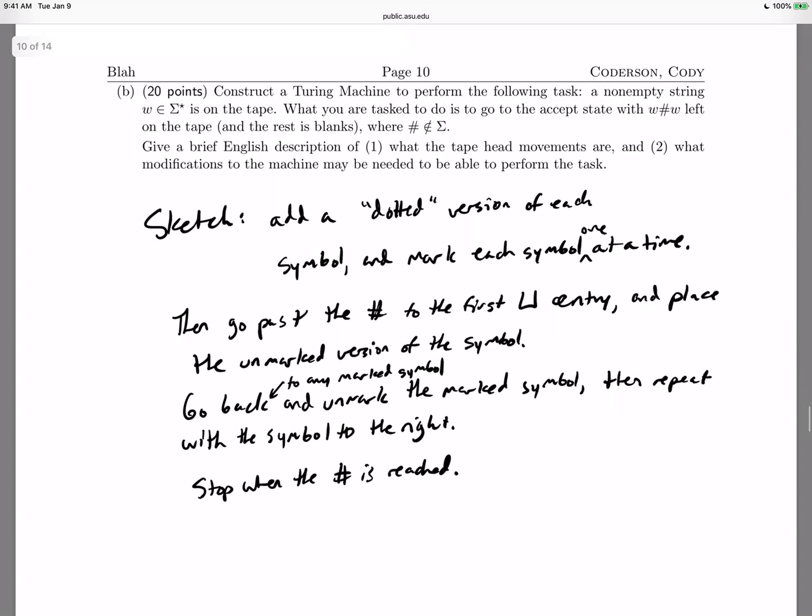Okay, part B. A lot of people just went on autopilot on this one too. What is the task here? The task is not to determine whether the string on the tape is a string W, £, then a string W. So note the directions here. It says what you're tasked to do is to go to the accept state with W, £, W left on the tape. Should you ever go to the reject state? No, because there is a string on the tape, and you're tasked to put a copy of it with a £ in the middle, and you're going to the accept state. So you will go to the accept state at some point.